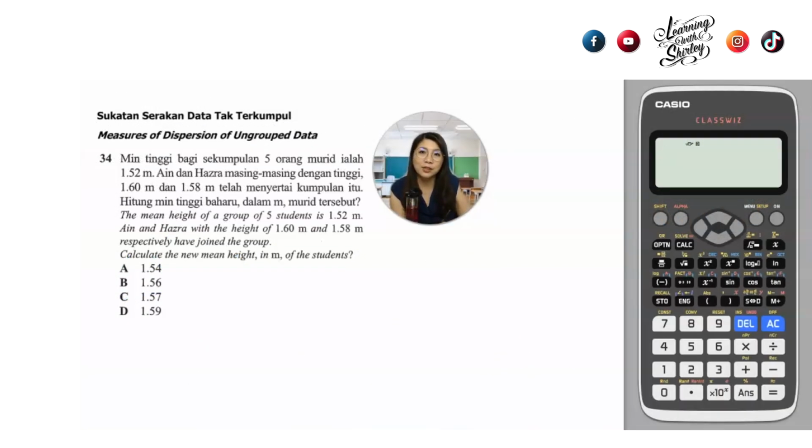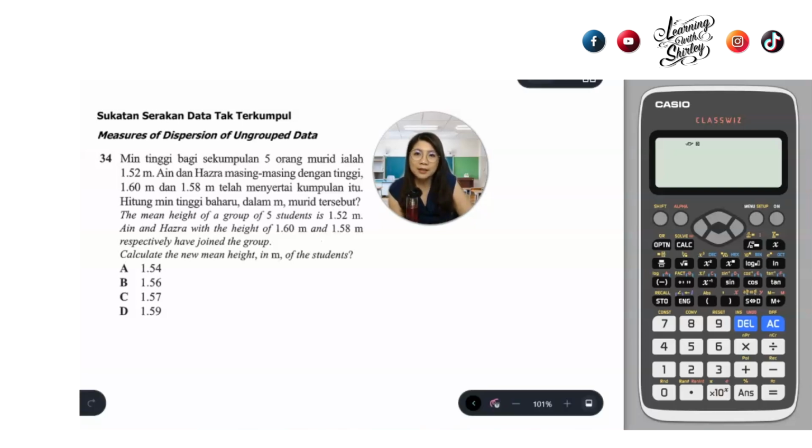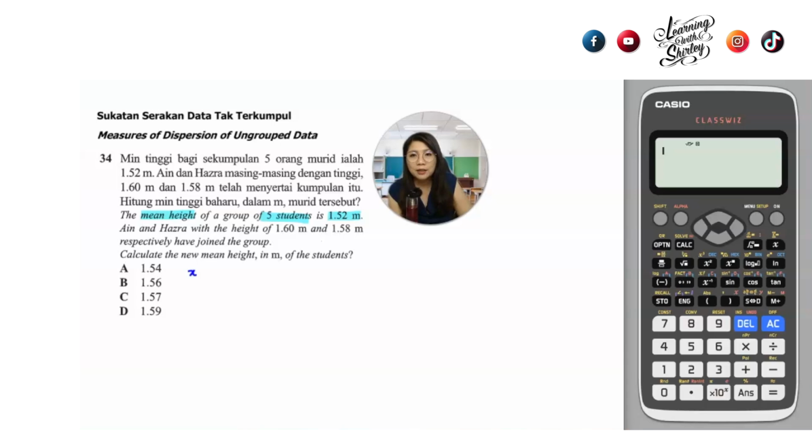So this is on measures of dispersion of ungrouped data. Okay, the mean height of a group of 5 students is 1.52 meters. So here we can find the total height for all 5 students by using the formula: the sum of x over the number of data. So for this, the sum of x we don't know. We're going to find this. Okay, so we have 5 students and the mean is 1.52.